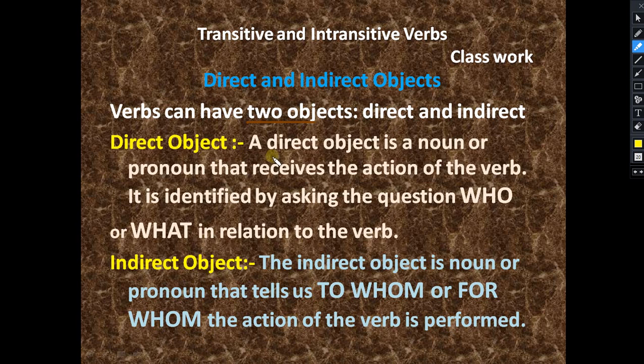A direct object is a noun or pronoun that receives the action of the verb. It is identified by asking the question who or what in relation to the verb. Fine. The indirect object is a noun or pronoun that tells us to whom and for whom the action of the verb is performed. So I hope you have understood. Okay. This is your classwork.